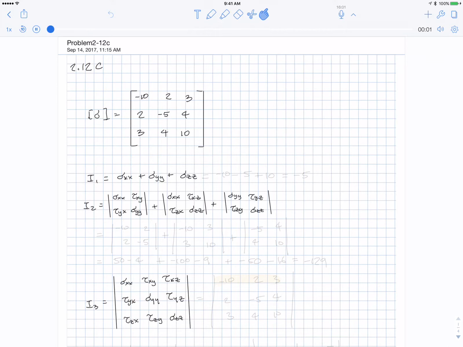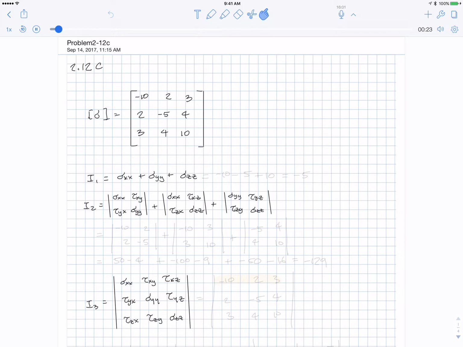So I thought I should work out one of these examples for principal stress in 3D for you. So here's problem 2.12c, which is on your homework, so I'll do one of them for you. The stresses are given in the table, and I've put them into the stress tensor here. And the first thing you have to do is calculate the three invariants.